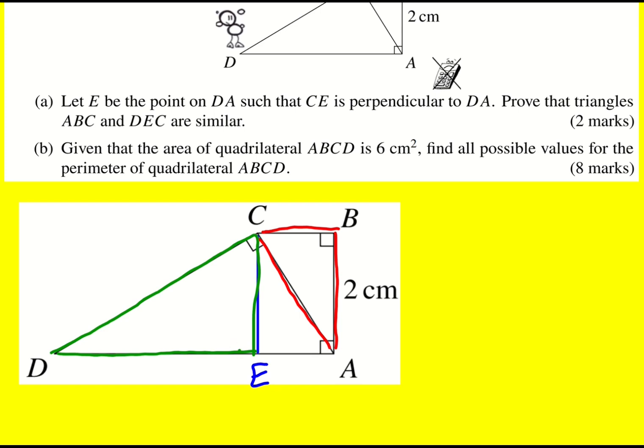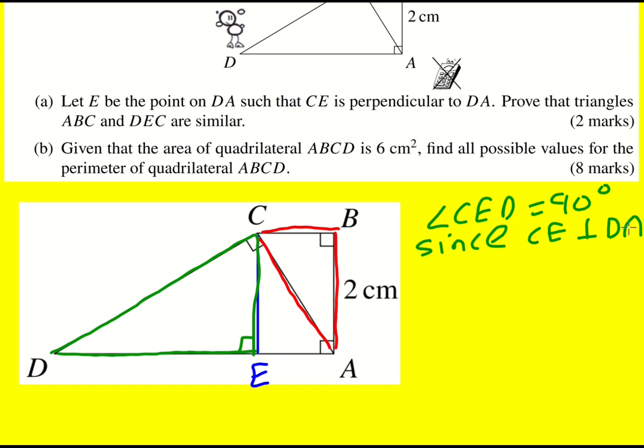We can immediately see I've got a right angle here because we were told that CE is perpendicular. So maybe you should just justify this. So CED equals 90 degrees since CE is perpendicular to DA. Now I'm going to call this angle X. I want to show all the angles are the same. I don't know what they are, but let's give it a symbol. That means that this is 90 minus X.